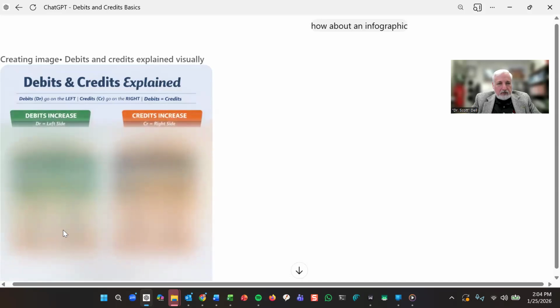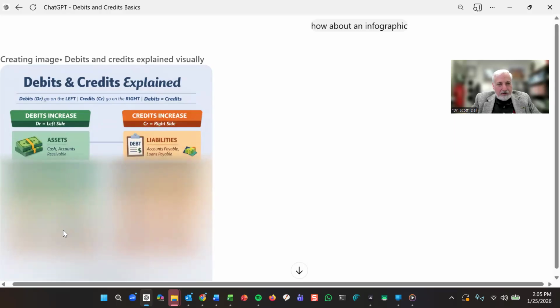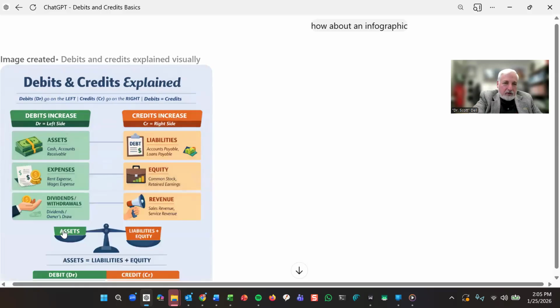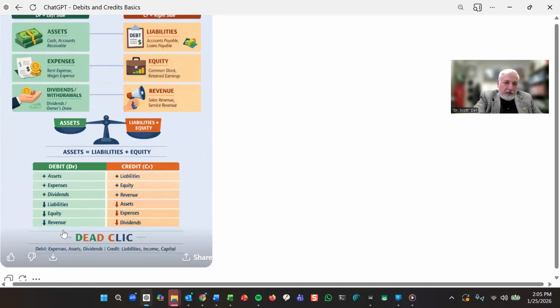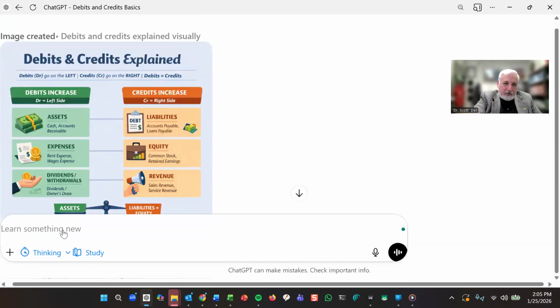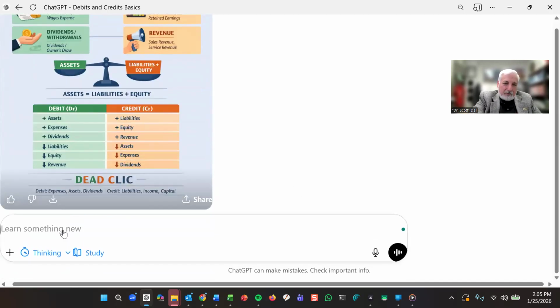All right, so debits increase, credits increase. Here's a picture of what they're drawing. I like my T accounts personally because that's a simple, easy picture to draw. If you ever take quizzes and tests, you can always, on a blank piece of paper, write down T accounts: assets, liabilities, equity, revenue, expenses, and you're back in business. So this is their picture of debits and credits explained, and it's pretty clean. They like the DEAD CLIC mnemonic device. And there we have it.